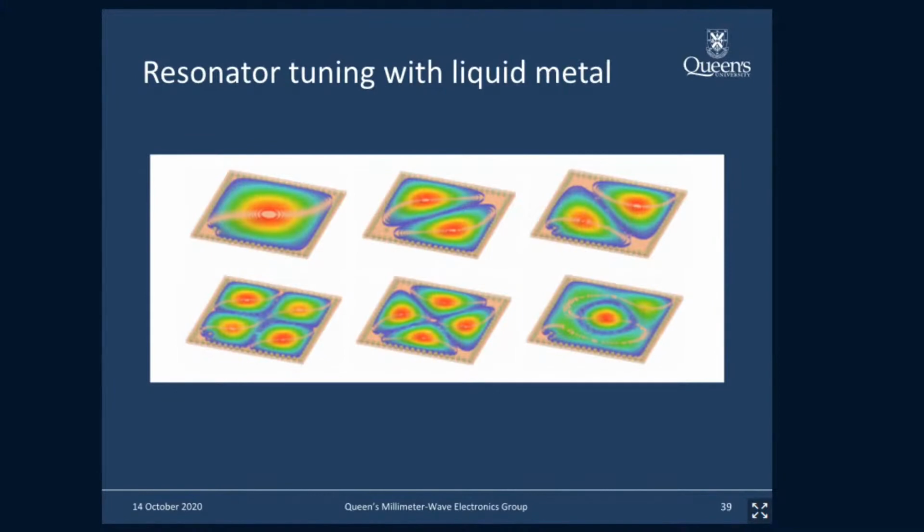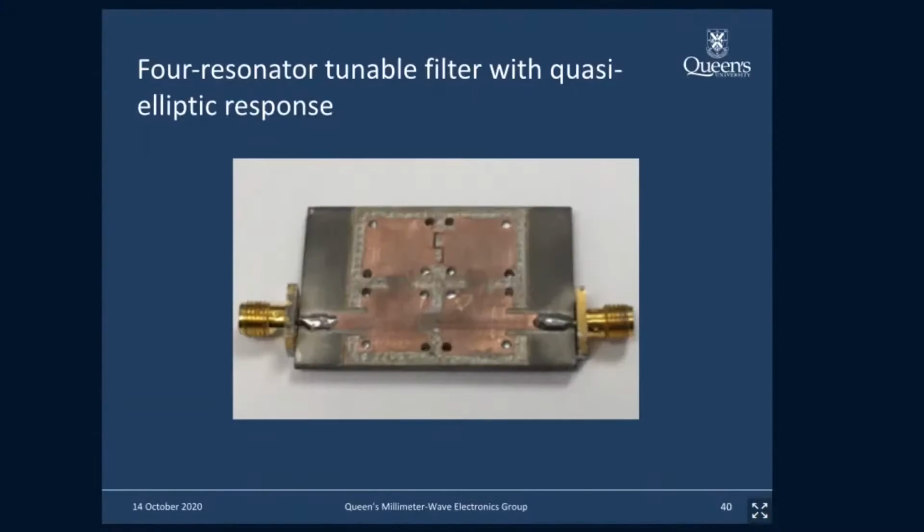So in the previous slides, I was showing you what you can do, for example, when you change the dielectric constant inside the cavity. Now we're going to actually change the volume of the cavity, okay? And you change the volume or the geometry by introducing posts to short out top and bottom. So here is a 4-resonator filter that we designed, and you can see here are some holes, and these actually you can fill with liquid metal.